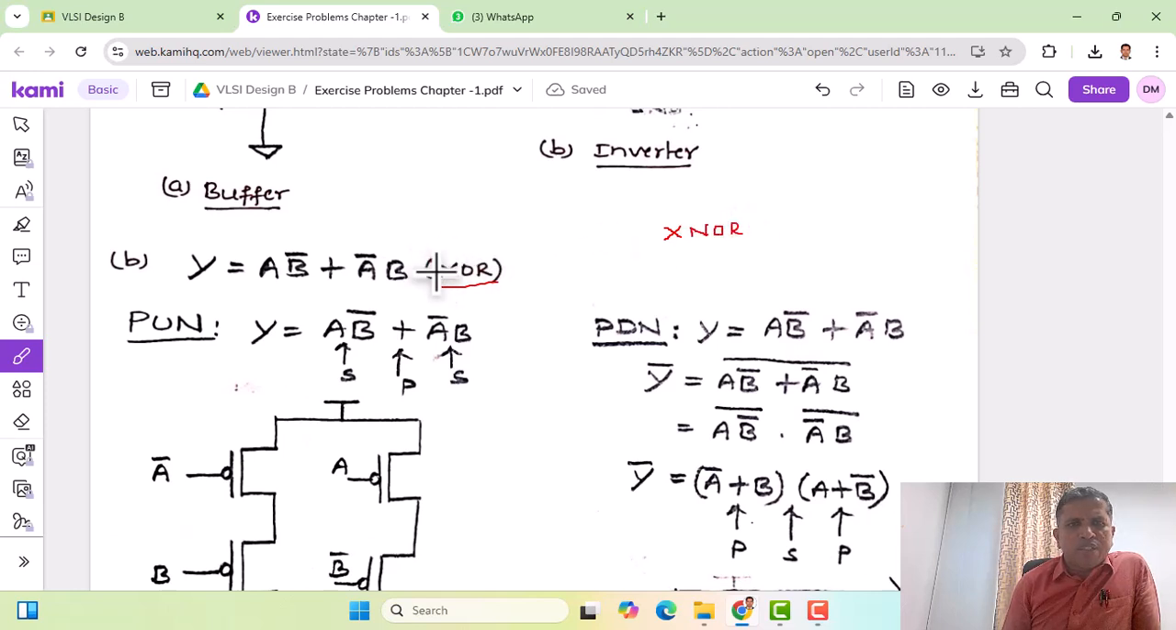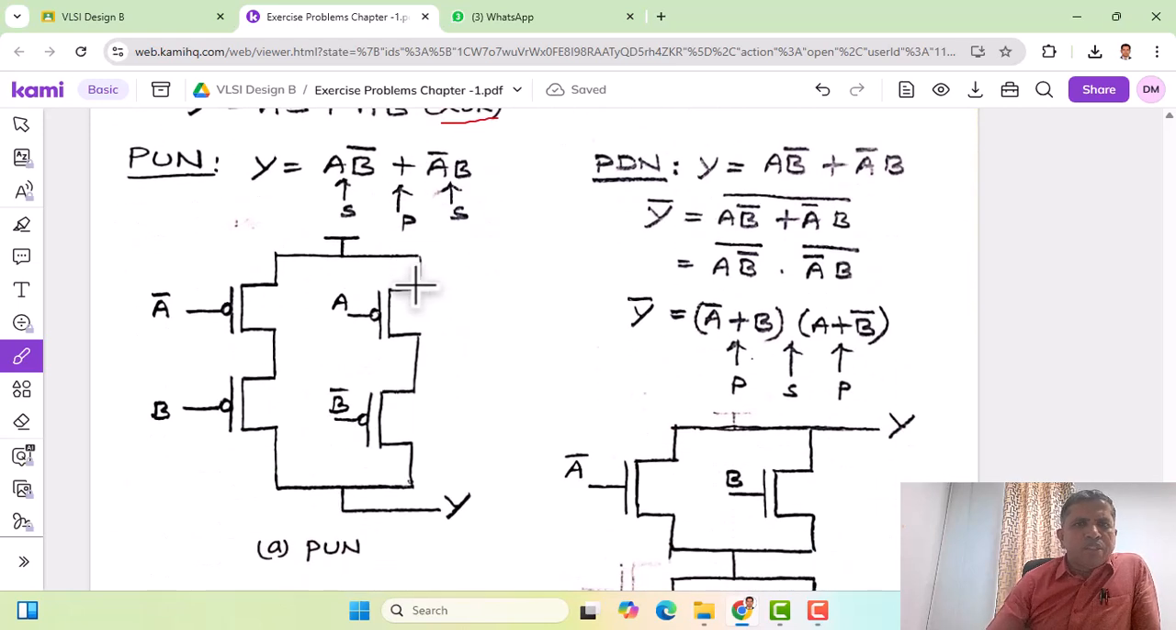Just invert the output of this, and we get an XNOR. So let us now show how to write the CMOS structure for the XOR Boolean expression. The Boolean expression for XOR is A B bar plus A bar B, and you can see here the expression is already in the standard form.